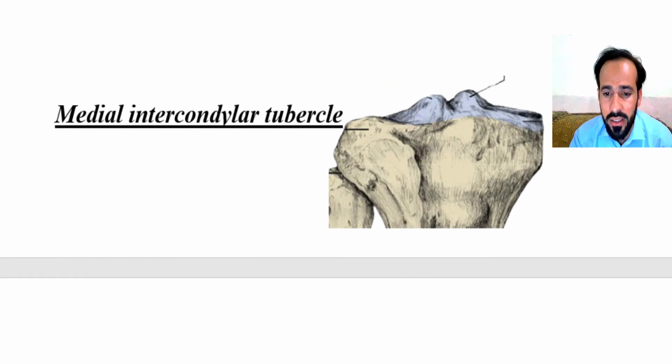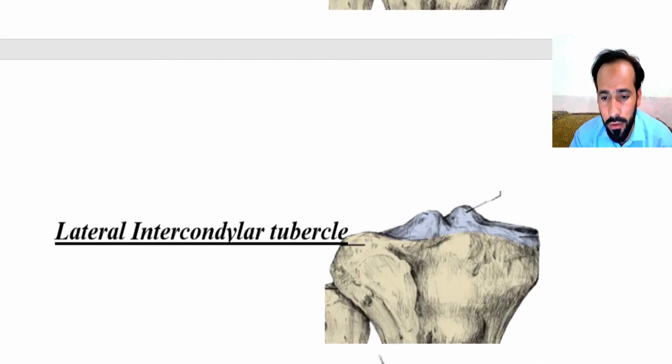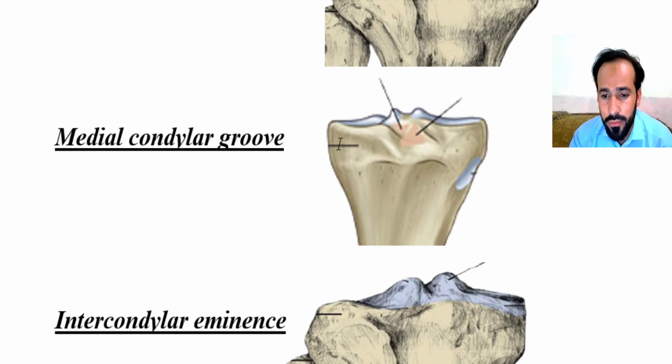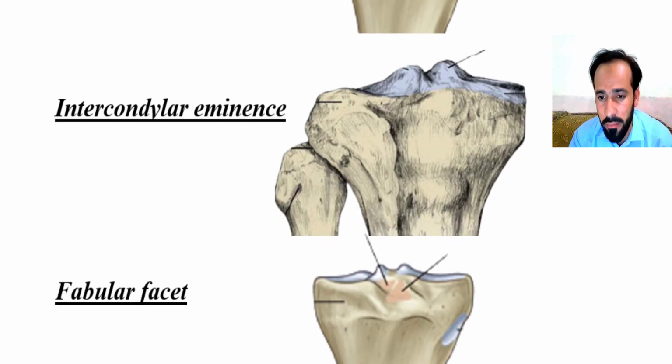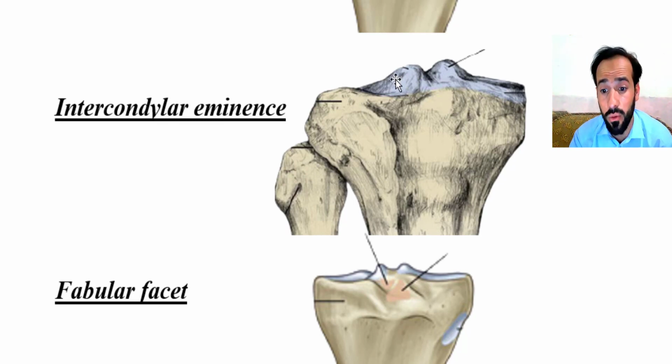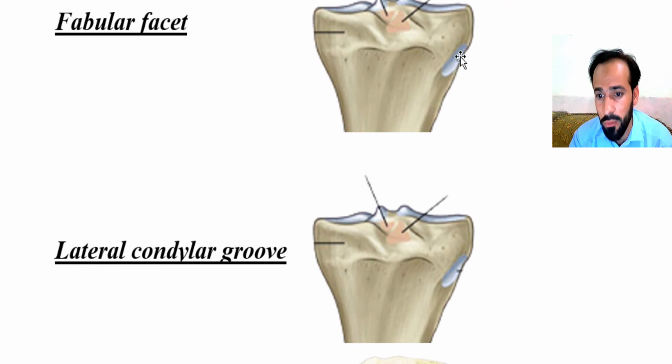Then there is the medial intercondylar tubercle, and this is the lateral intercondylar tubercle, right friends? Then there is the medial condylar groove. Then we have the intercondylar eminence. This elevated part of this bone is called the eminence, as this eminence is present in between the two condyles. That's why we say this is the intercondylar eminence. Then we have the fibular facet, where the upper end of the fibula bone will make the joint between the fibula and the tibia.